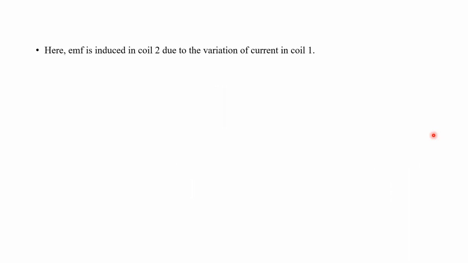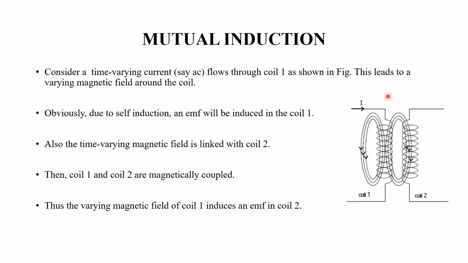Let me explain again qualitatively. Say here there are N1 turns, and there are N2 turns. What we have studied in the last 5 minutes is that when current changes in coil 1, there will be a flux linking coil 1, and that flux will change. Not only that, since it is linking coil 2, the flux linking coil 2 also will change. So whenever the flux linking coil 2 changes, an EMF will be induced here. This EMF is called mutually induced EMF.